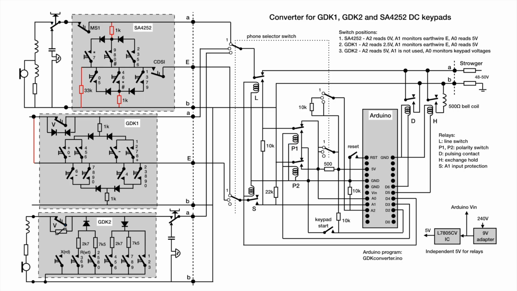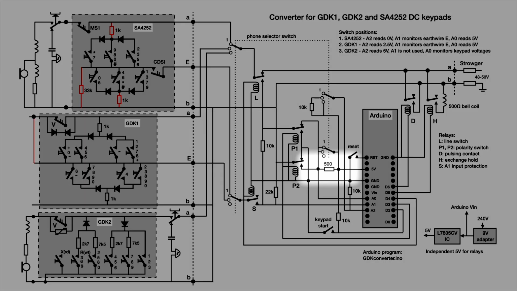Analog input A1 is connected to the earth wire of either SA4252 or GDK1. The operation is slightly different for GDK2 because there is no earth wire. Here the test loop has a 500 ohm resistor in series. That allows input A0 to measure the voltage drop from 5 volt for various switch combinations. The choice of 500 ohm is more or less dictated by the voltage drop in the telephone circuit when no key is pushed and the handset is lifted.